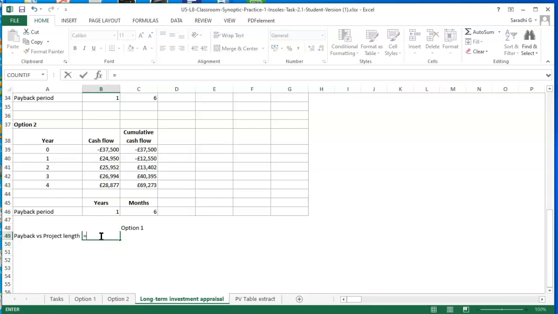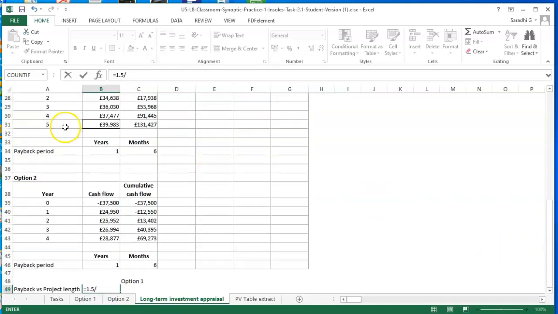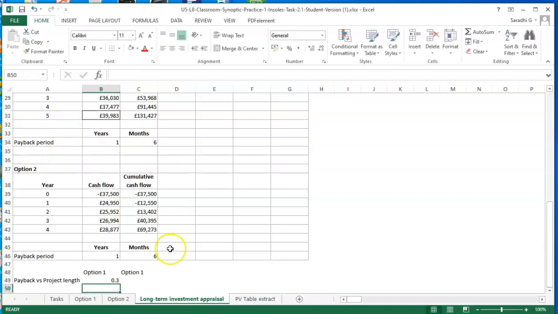Payback for option 1 was 1.5 years and the total life is 5 years. You can directly put 5, or you can refer to the 5 years in the payback method over here. It will give you 30%, I think. The next one is also 1.5. 1 year 6 months is 1.5 years, so I'm using 1.5 divided by the project length, which is 4 years. Once you get the answer, you convert it into a percentage.